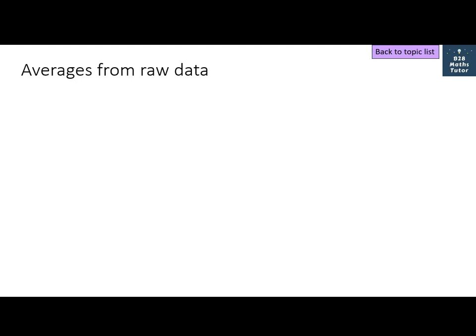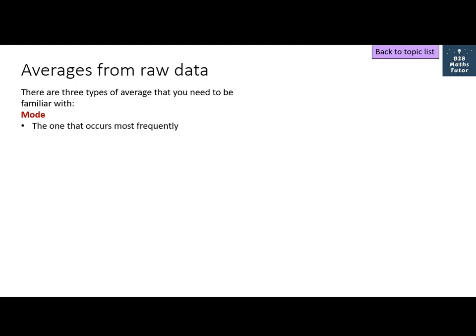Now let's have a look at averages. There are three kinds of average that you need to be familiar with. They are the mode, the median, and the mean. The mode is the one that occurs most frequently. It's the most common one. And that's the only one that you can use if you're working with qualitative data.